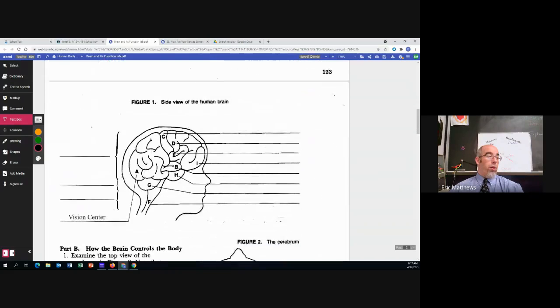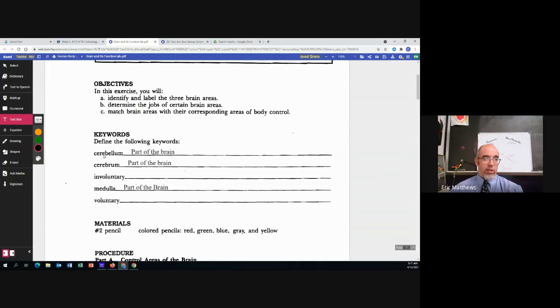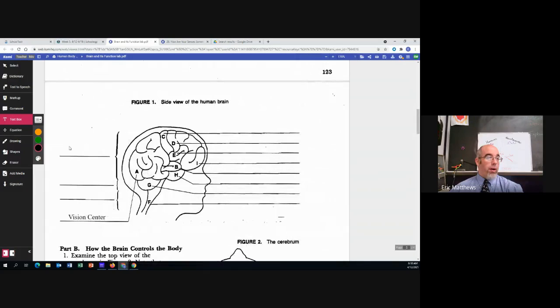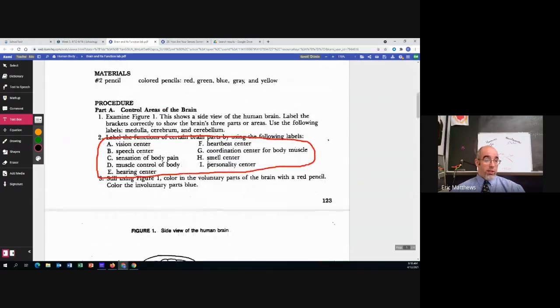Now, the hard part, though, are these three, because these three are which part of the brain that we talked about, the cerebellum, cerebrum, or medulla. So I'm going to help you guys out with this one. The big part, the largest bit, that's your cerebrum. The smaller bit down here at the bottom is your cerebellum. And finally, down here at the bottom, this is your medulla or your brainstem. And I trust that you can label the rest of these by following this.